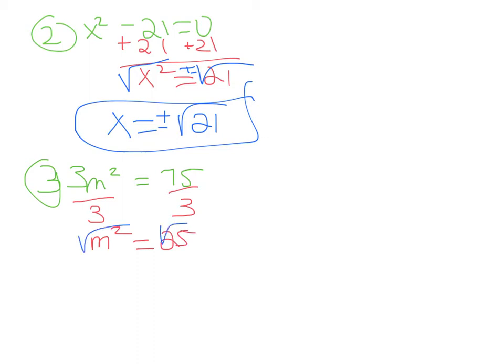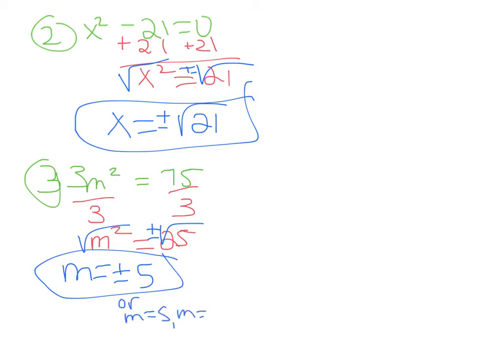I take the square root of both sides, make sure to put in my plus and minus. I get m equals positive 5 or negative 5. So you can either write it like that, or you can write it as m equals 5 and m equals negative 5. Both of those are acceptable answers.